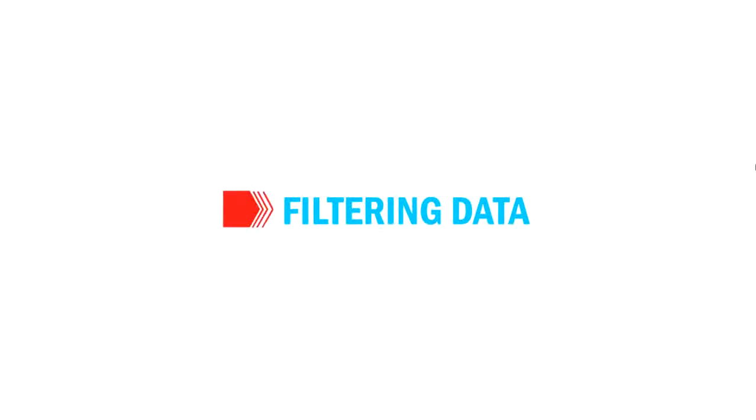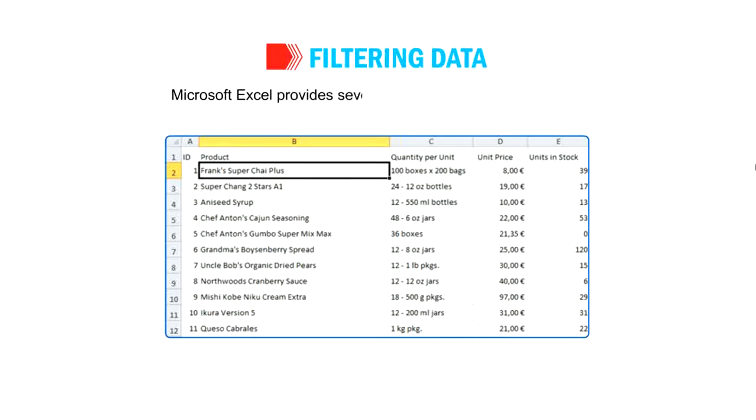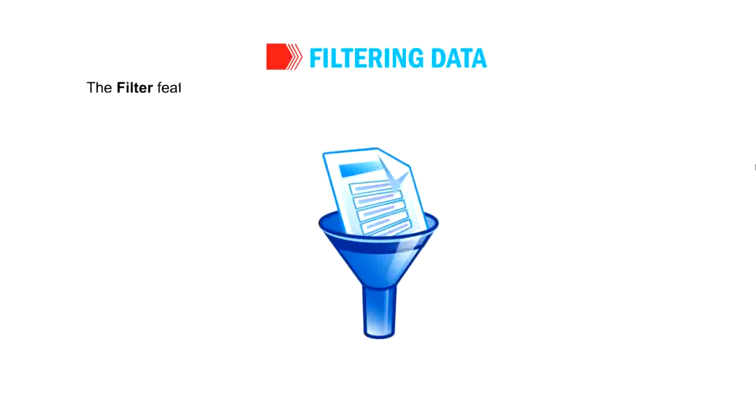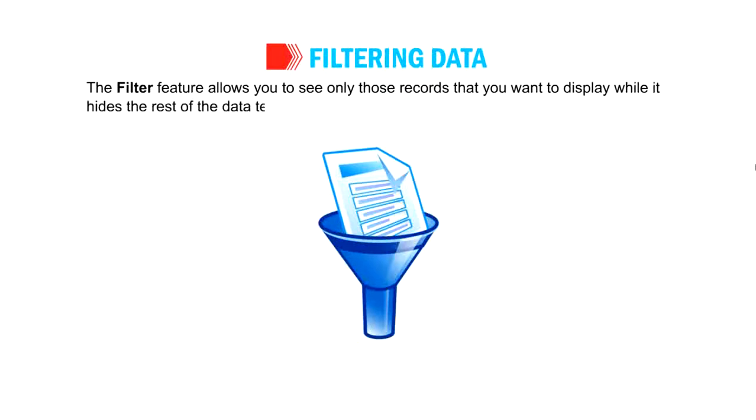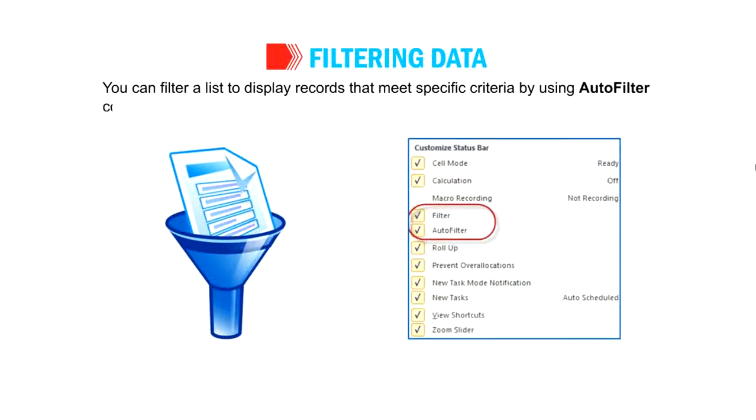Let us now discuss filtering data. Microsoft Excel provides several ways to analyze data in a list. The filter feature allows you to see only those records that you want to display while it hides the rest of the data temporarily from the view. You can filter a list to display records that meet specific criteria by using the AutoFilter command.